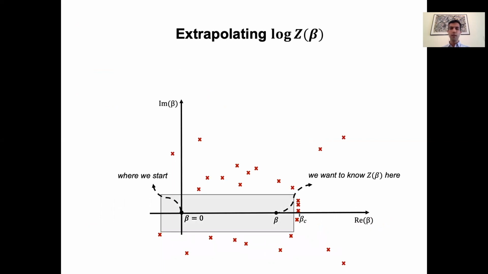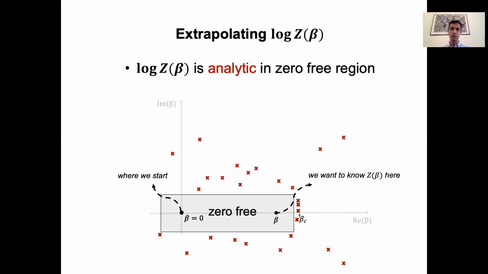As long as the endpoint is before the critical point, where these zeros accumulate and block the way, we can find a region of constant width and length that encloses both our starting and the endpoint, such that the partition function is not zero inside it, and all its zeros have some constant distance to this region. Therefore, the log of the partition function is analytic inside this region.